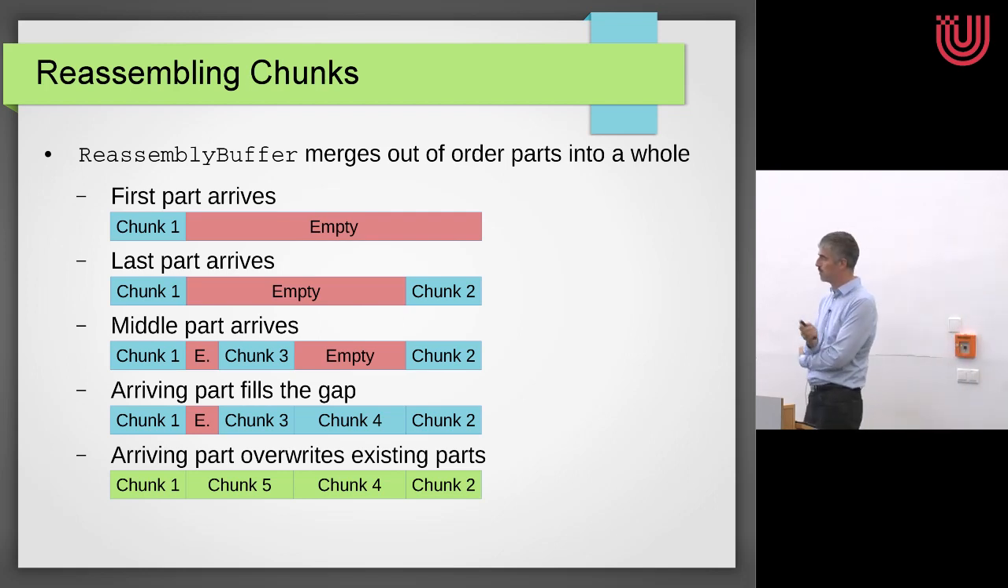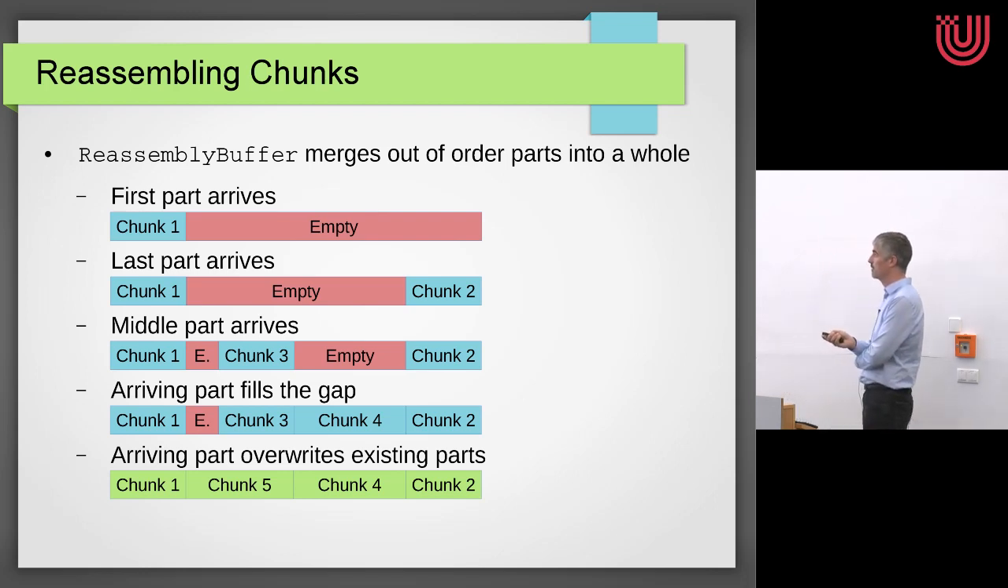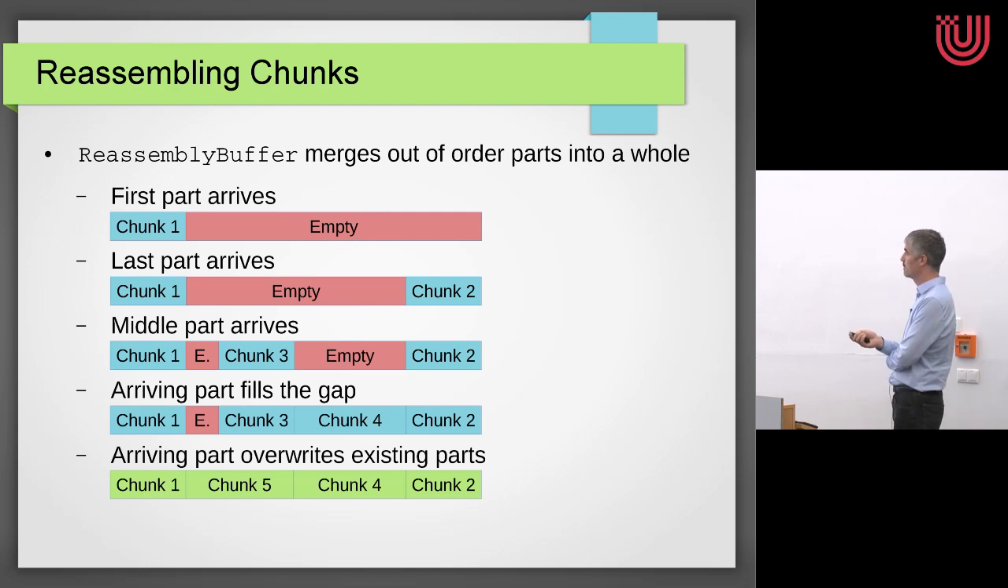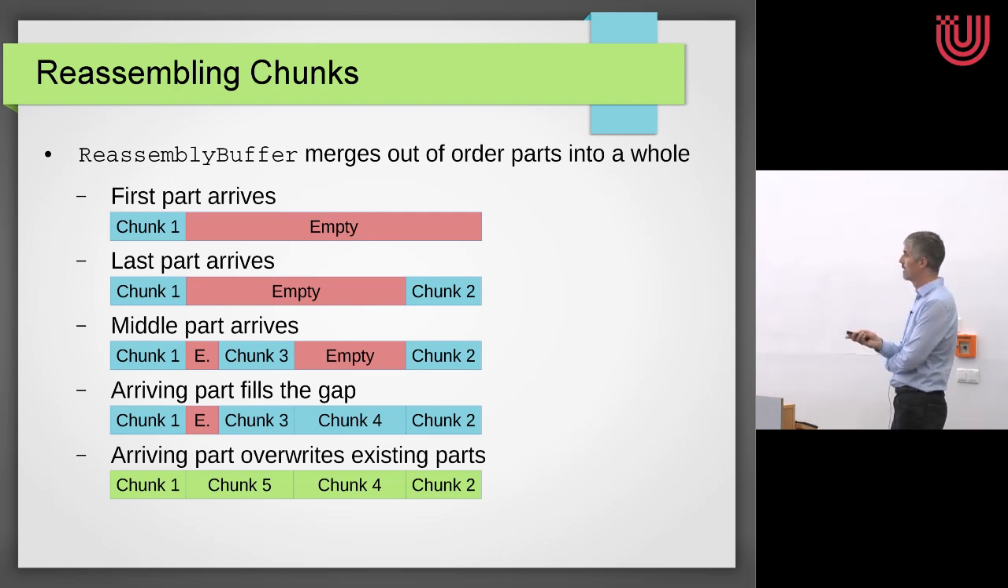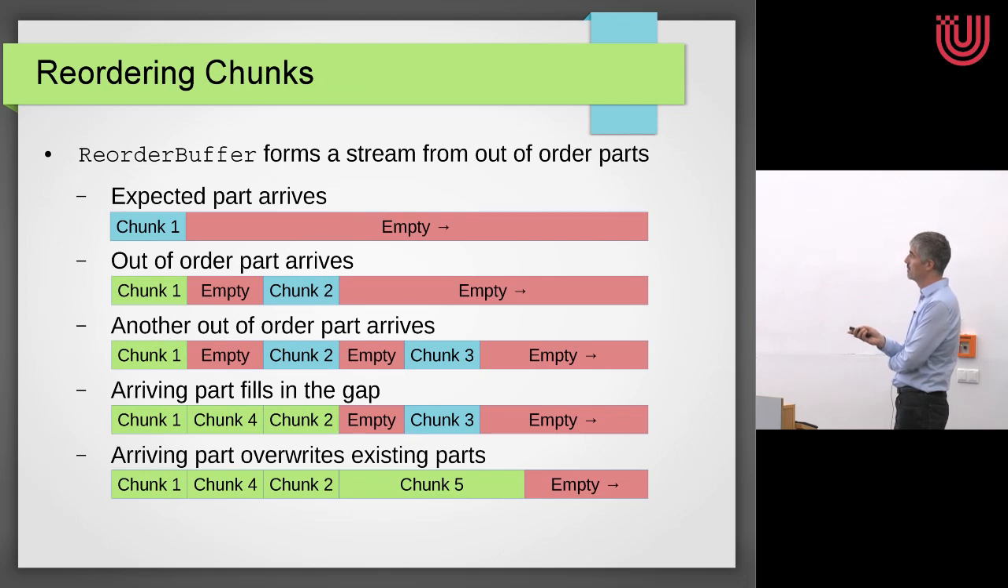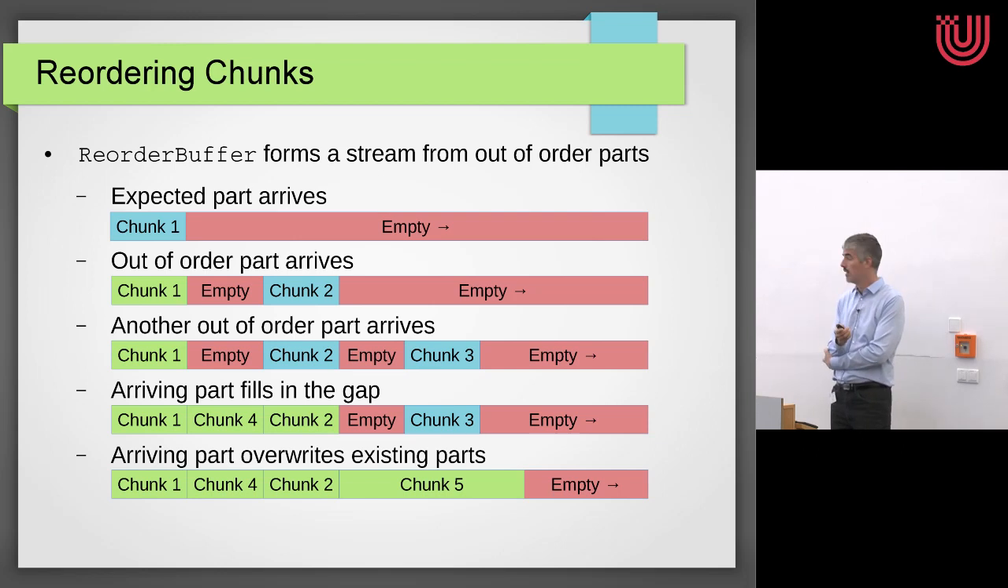And this is mostly useful for fragmentation. So basically the parts arrive: one part arrives first, and then the last part arrives, and then some middle part arrives, and then a part arrives which fills the gap here. And then let's say that the last part overrides this one and fills the gap here, so the whole buffer becomes complete. So it's done for you. You don't have to worry about it. Implementing fragmentation is basically trivial. The same for the reorder buffer, which forms a continuous stream from out-of-order parts.